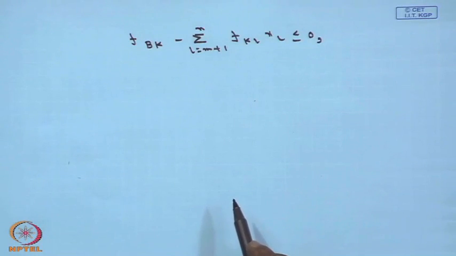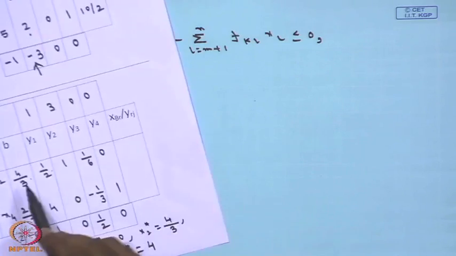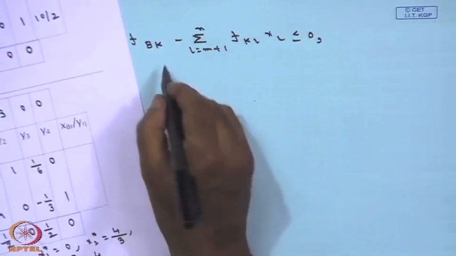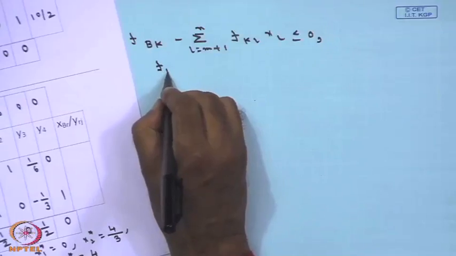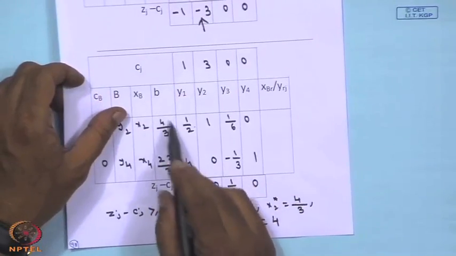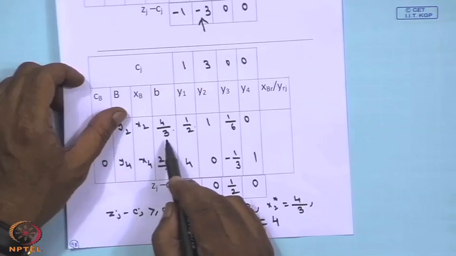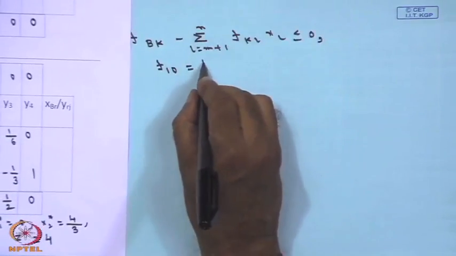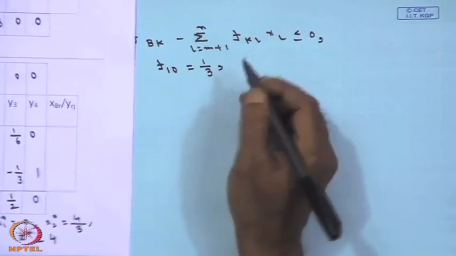So, what is your f 0? We are taking the variable x 2. So, what will be the value of first f 10? F 10 means basically the b value. F 10 means the fractional part of this b value, that is 1/3. So, we are writing f 10 equals 1/3.